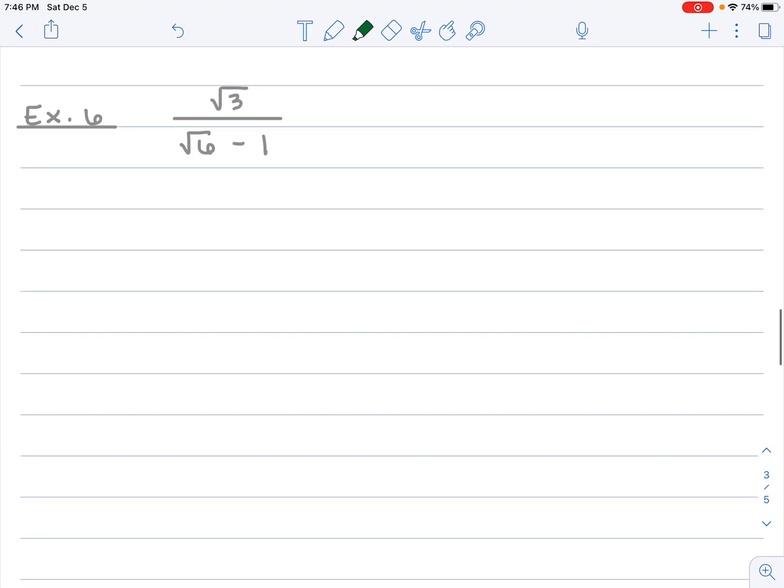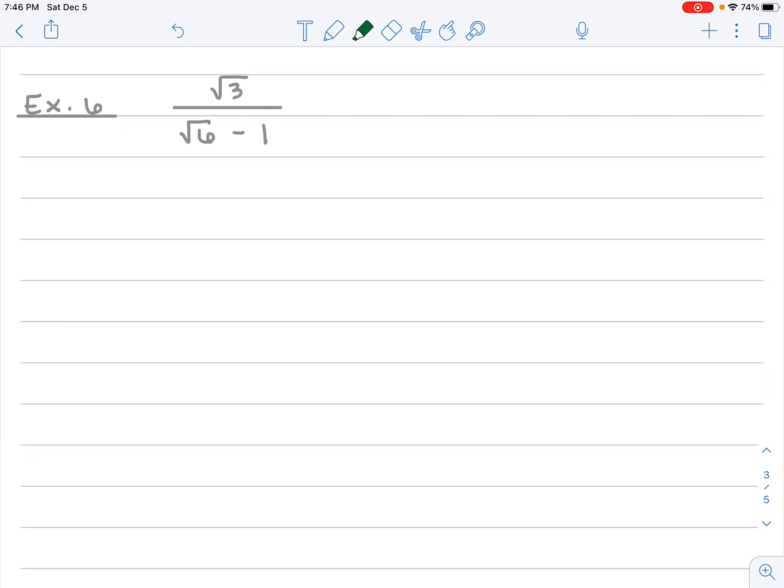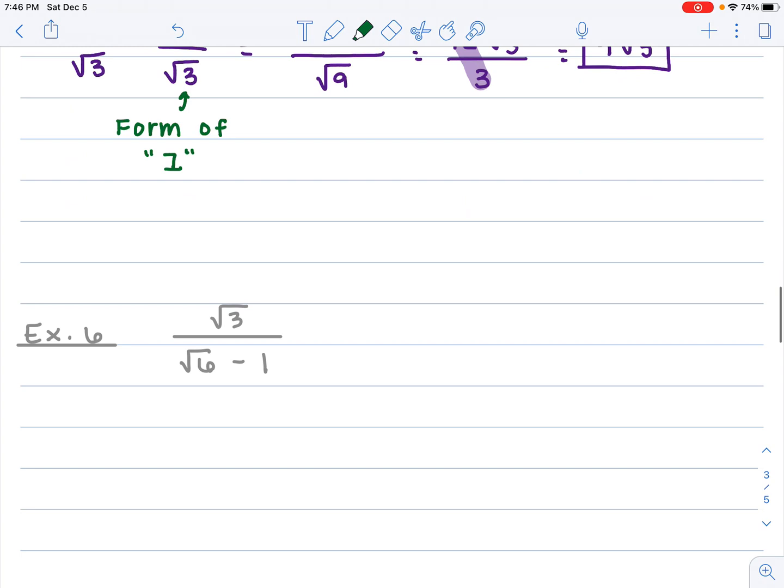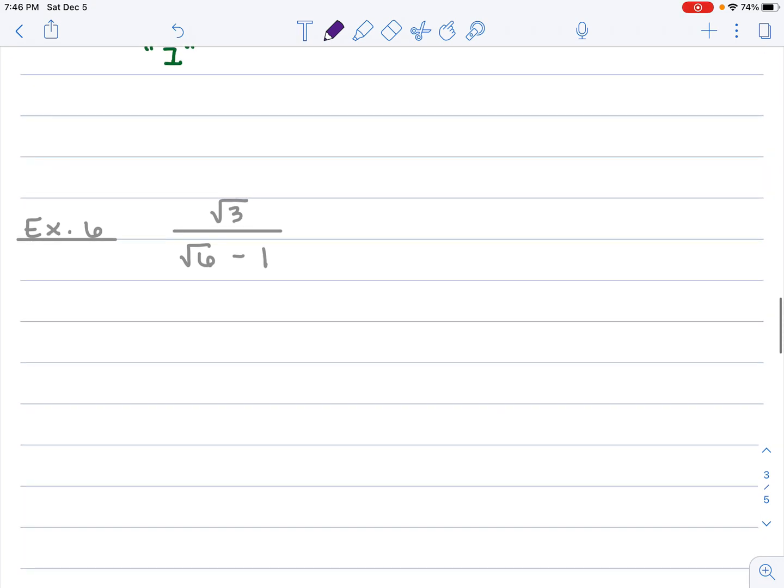All right, another example here. Example 6 has radical 3 divided by radical 6 plus 1. So very similar to this last problem where we have a radical in the bottom, but the issue with this one is that we actually have a radical and an operation of plus 1 occurring as well. So what do you guys want to rewrite this problem here?